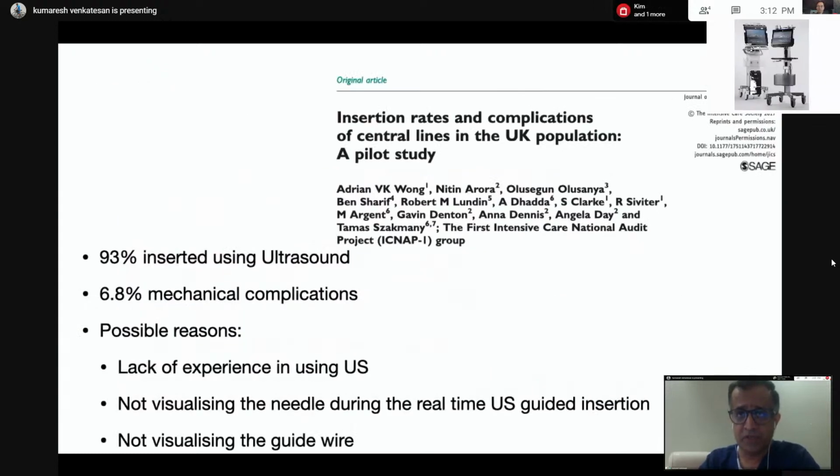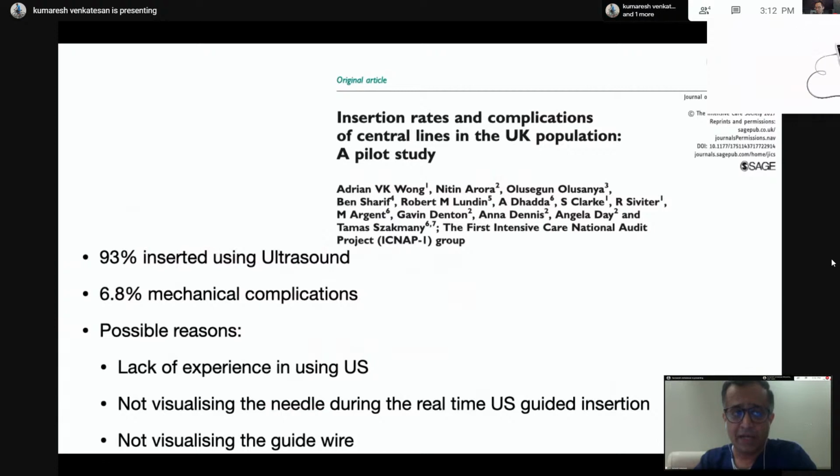But how is the uptake? This is a recently published paper from the Intensive Care National Audit Project group about the state of uptake of ultrasound for vascular access procedures, the central venous cannulations. This study was performed about 3-4 years ago and published a couple of years ago. At that time, about 93% of the cannulations in the UK were being performed using ultrasound. The remaining 7% did not have access to the device. That was the reason why they didn't.